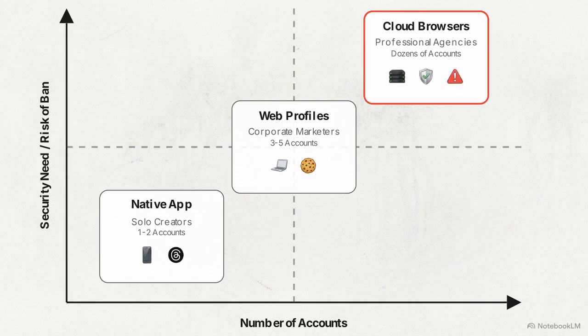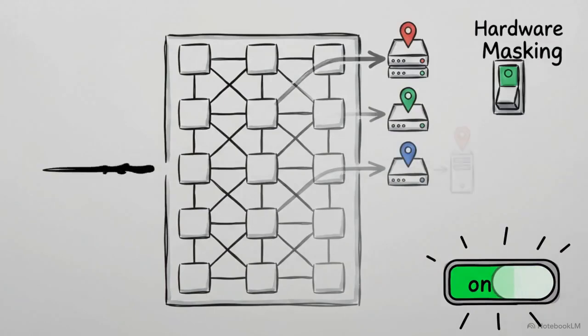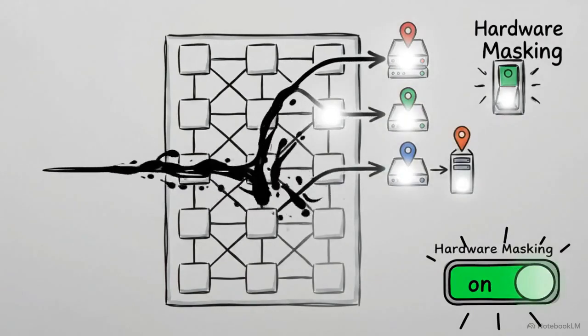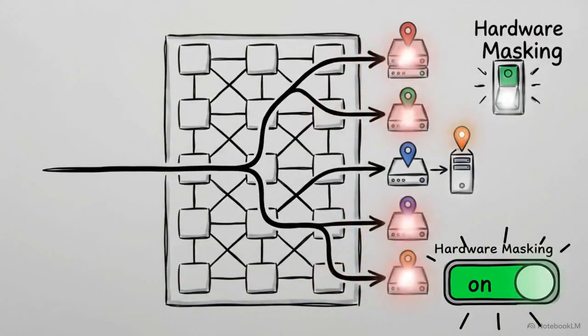Professional social media agencies managing dozens of independent client accounts face the highest level of risk. Cloud browsers are the only viable option for agencies. The subscription cost is necessary to prevent a business-ending cascade ban. Ultimately, a secure Threads portfolio depends on your ability to mask the hardware and network signals that link your accounts together.